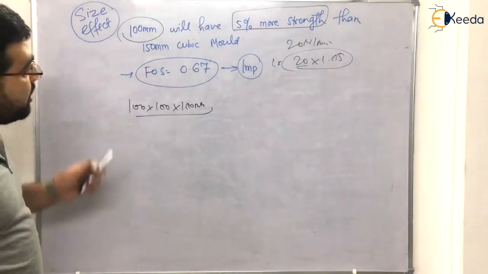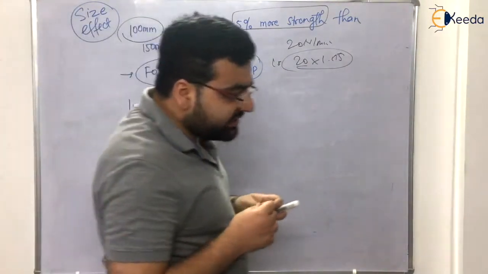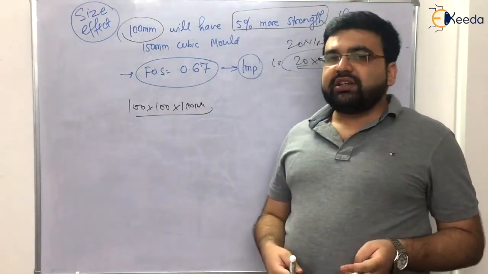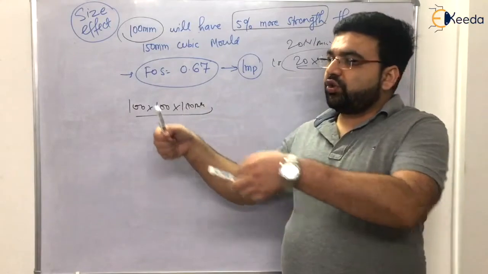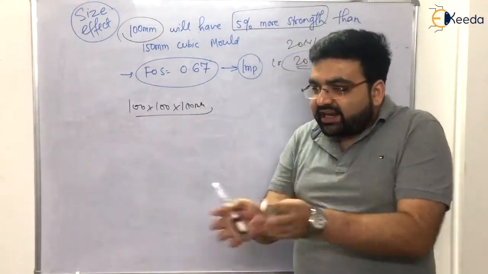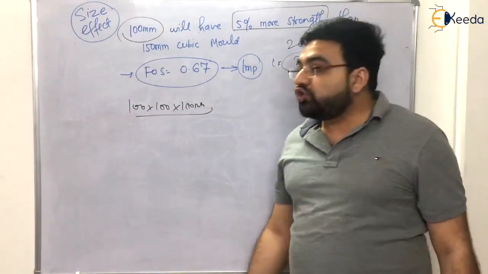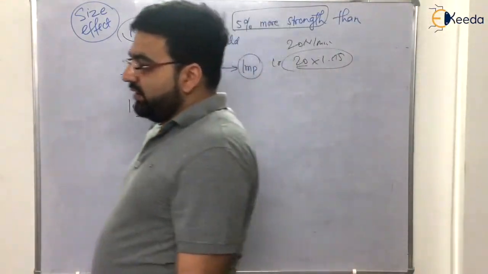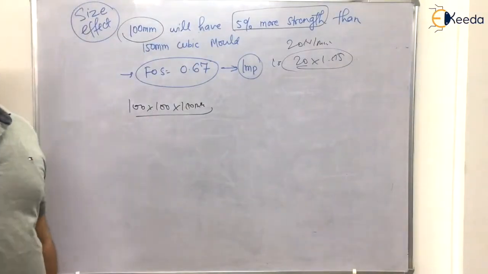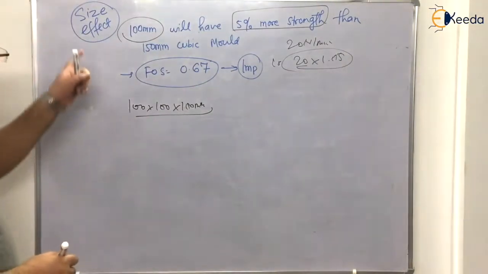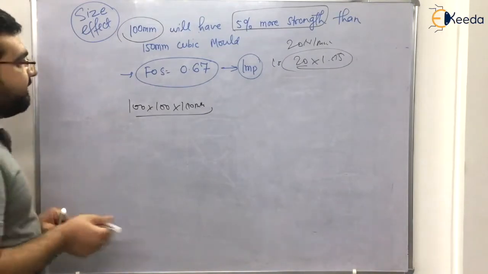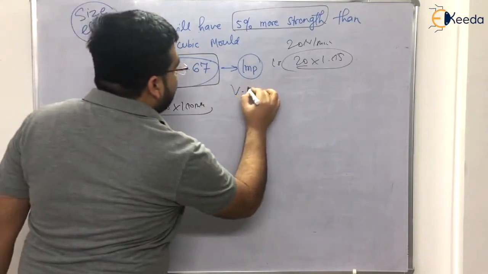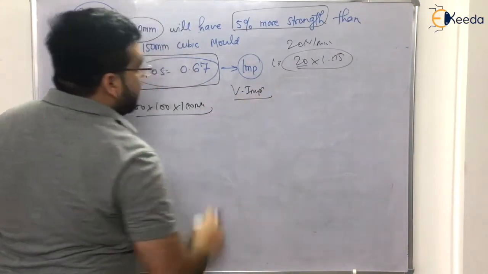Right? So to counter this change, because on site also sometimes there can be mistakes in preparation of the mold. Sometimes the mold, let us say you throw the mold from some distance, it can get D-shaped, right? Anything can happen. So to counter that effect, IS code has given us a factor of safety. Now what is the factor of safety which IS code has given? Very important. To counter the size effect, the factor of safety given by IS code is 0.67. Very important.